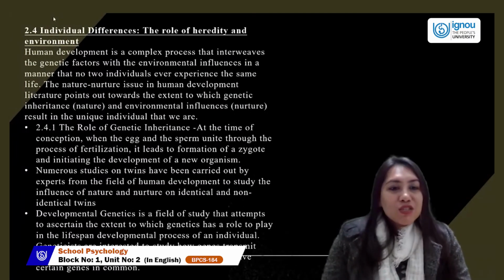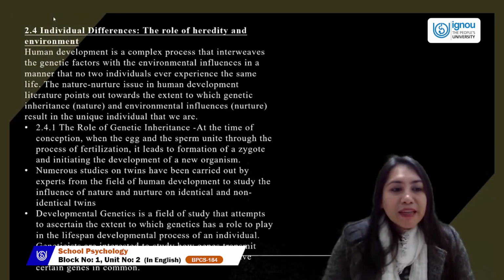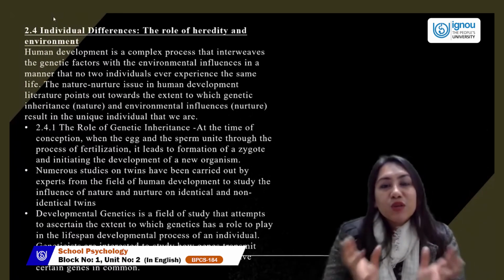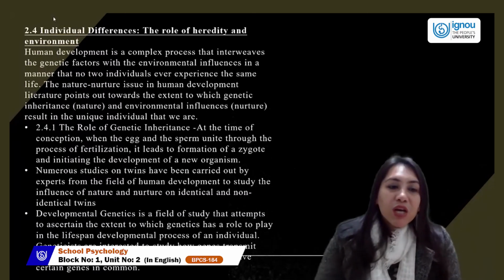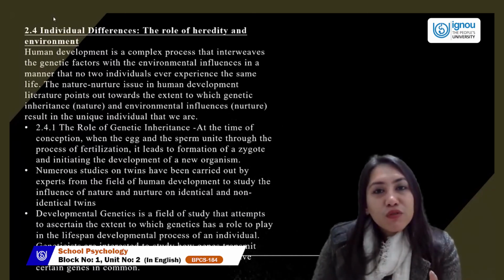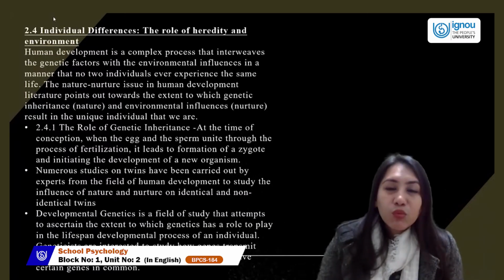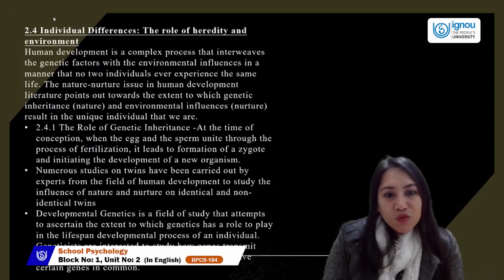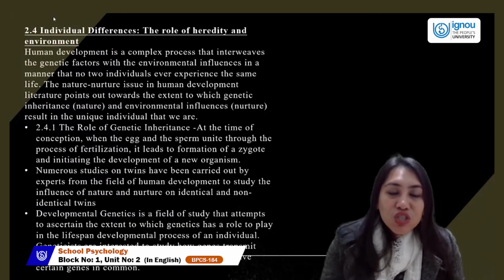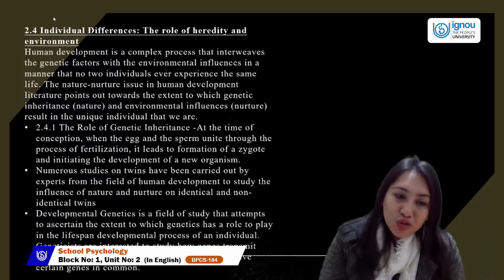At an in-depth level. So the role of inheritance talks about the fact that, at conception, the egg and the sperm get together and form a zygote. Zygote comes from a combination of 46 chromosomes, which is 23 coming from one and 23 coming from the other, which makes it 46 chromosomes. Remember, that's how genetic inheritance happens biologically.